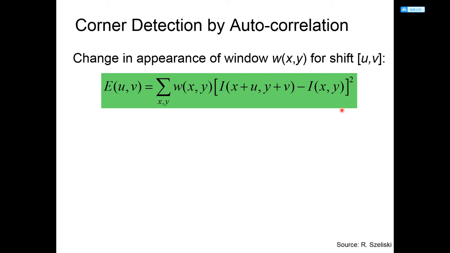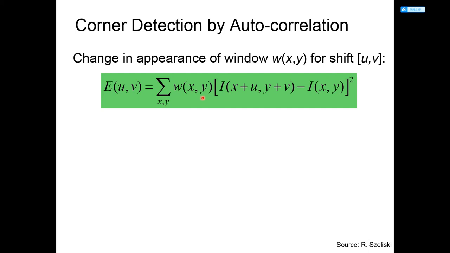And therefore, think of looking at different combinations of shifts of U and V, and think of that as a function. This should give you some characteristics to distinguish whether the point is a corner, an edge, or on a smooth surface. Here this W, the window, kind of smooths things out.